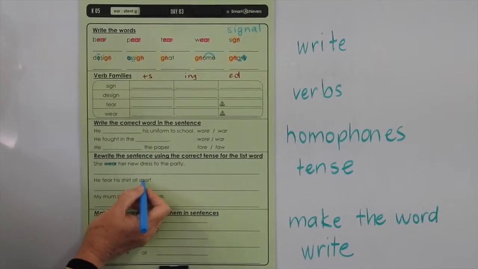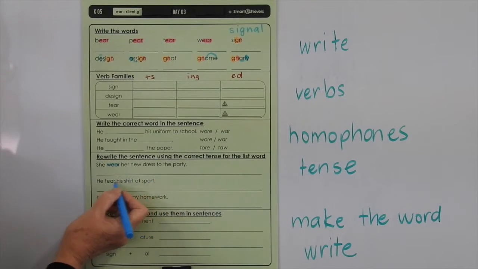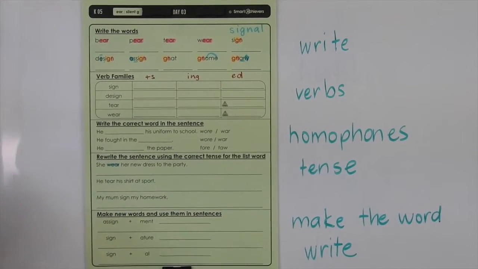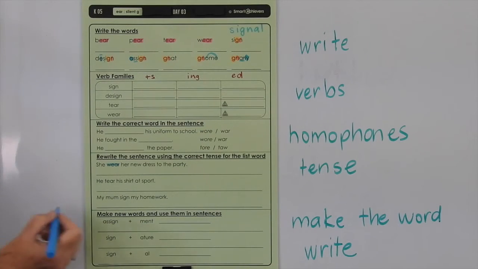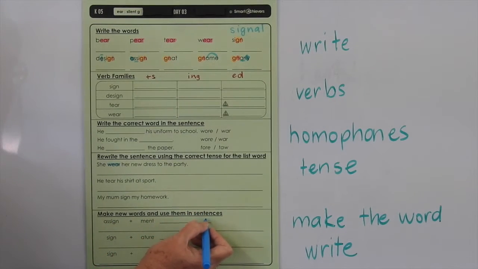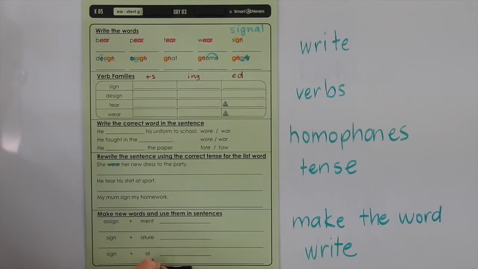He tear his shirt at sport. Once again, work out which is the incorrect tense for the verb, highlight it, and then write the sentence correctly with the correct verb tense for the verb that you're writing. My mum signed my homework. Find the verb that's wrong and change the tense so it sounds correct. Make new words and use them in sentences. So we've got assignment. So assignment will be the word, signature, signal, and then we want a sentence for each of those new words written.